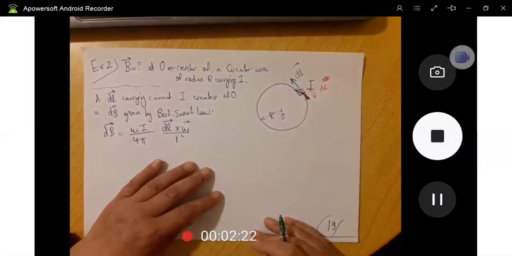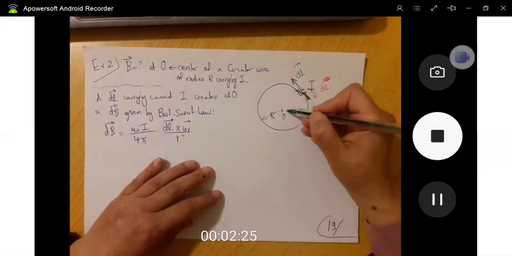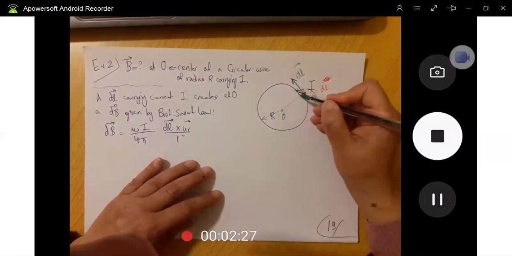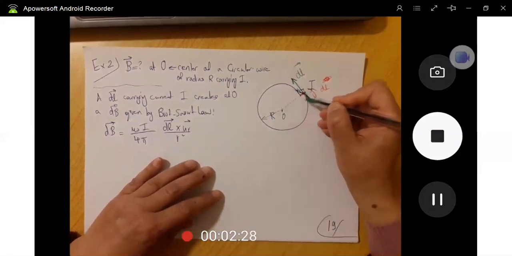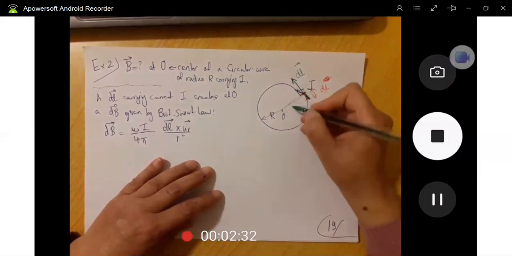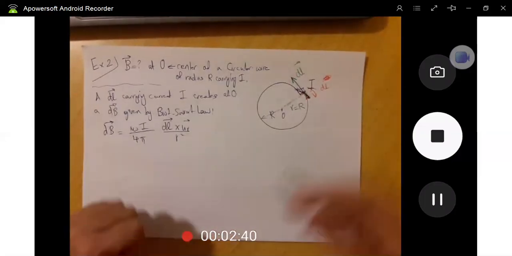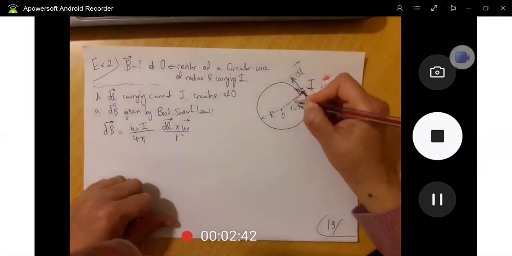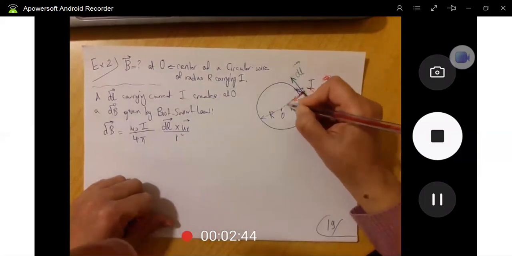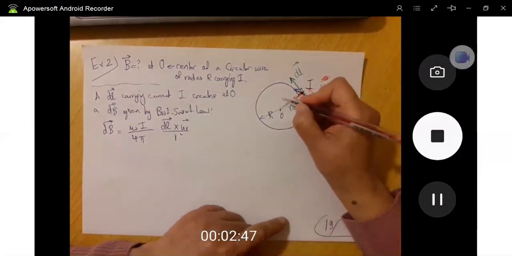Then I also need the distance between dl and O. Here it is. This is the distance, surely to the center. This distance is what we call capital R. Along it there is the unit vector, which is ur. This is the ur along R, which goes to the center. This is the unit vector ur.